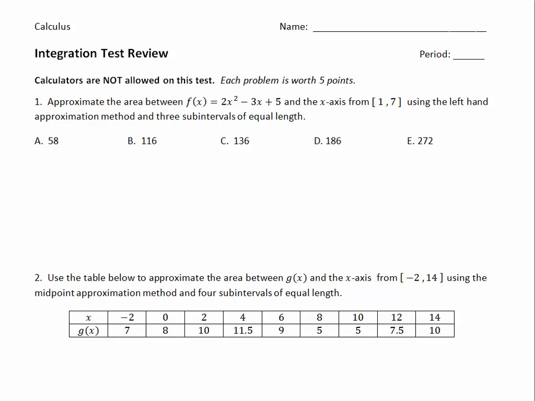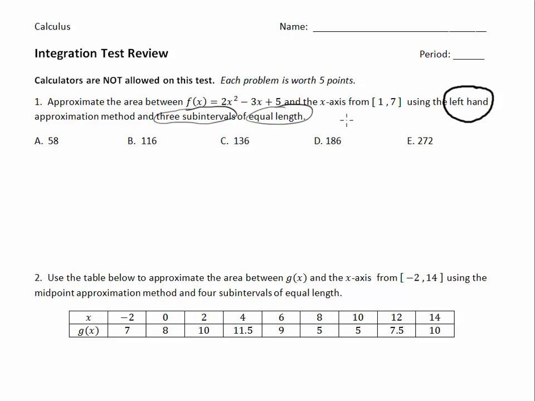So here we go, problem number 1. Approximate the area between f of x equals 2x squared minus 3x plus 5 and the x-axis from 1 to 7 using the left-hand, or the left approximation method, and 3 subintervals of equal length. All right, so let's do this.